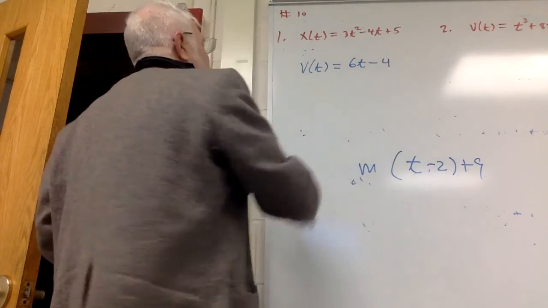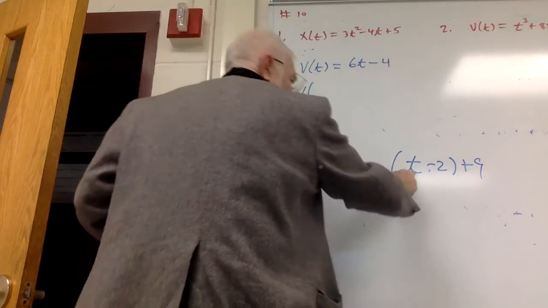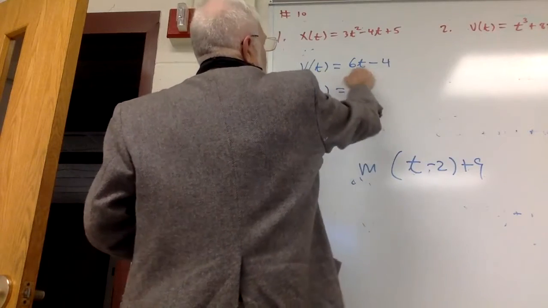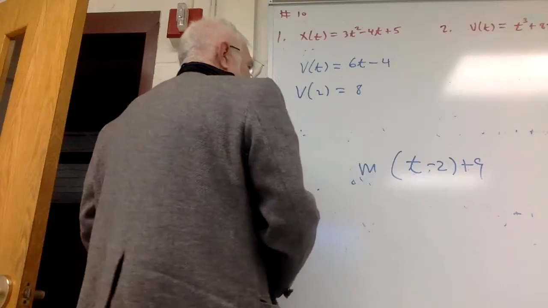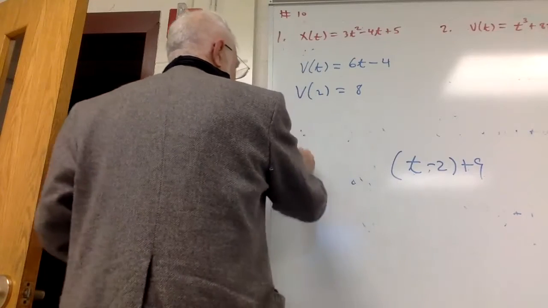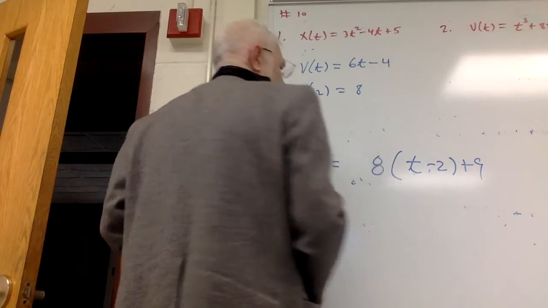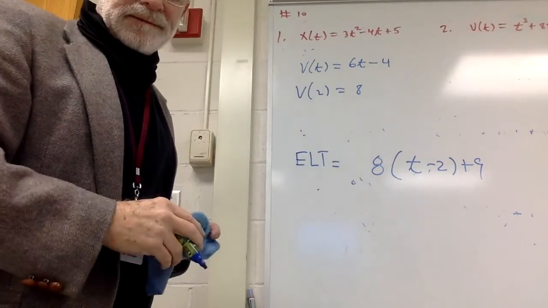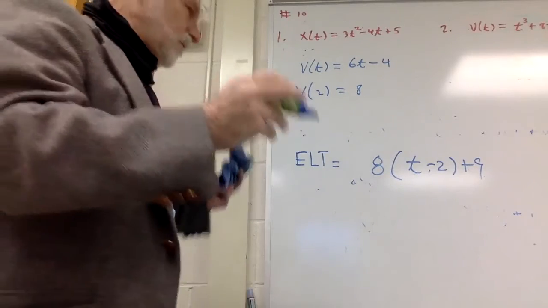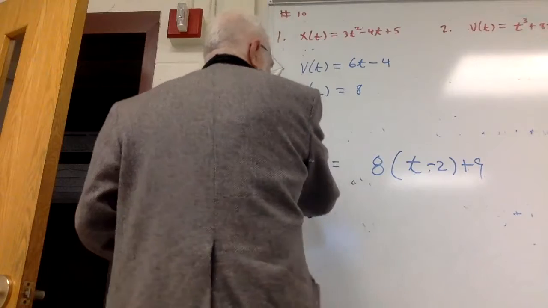That's grandma's velocity. I need to know her velocity at 2. 12 minus 4 is 8. So the answer to this equation of the tangent line is 8 times t minus 2 plus 9. We'll do another problem now. We'll do 3 in a row.